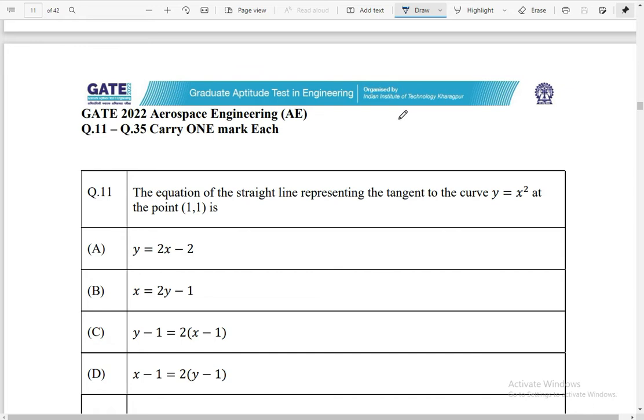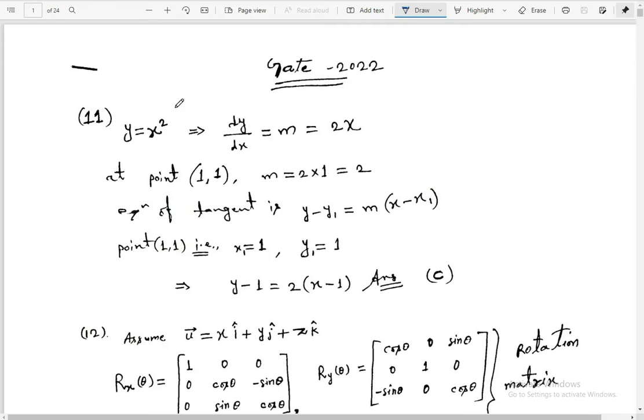The first question is the equation of a straight line representing the tangent to the curve y equal to x square. Y equal to x square is given and this point is given. So we have to apply the formula. I already solved it, so I just want to show you how to solve these questions so it will be easy to understand.